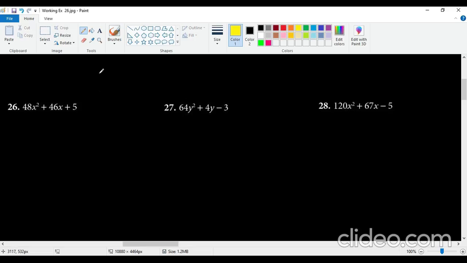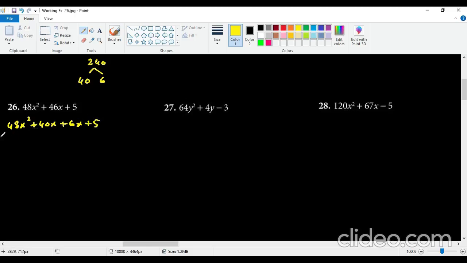48 times 5 is going to give us 240. And if I split 240 into two parts, 40 times 6 is going to give us 240, and 40 plus 6 is 46. So I will write 48x square plus 40x and plus 6x to give us a plus 46x, and plus 5 I will write as it is.